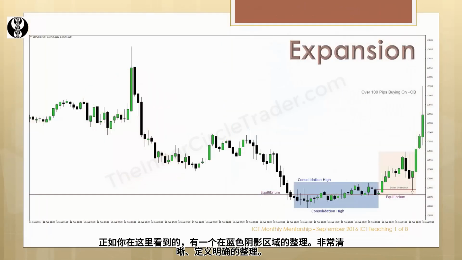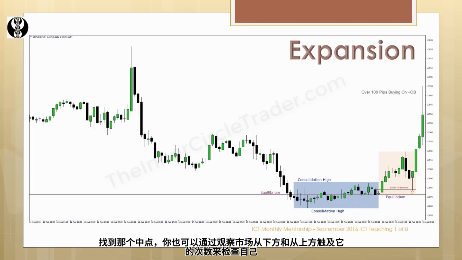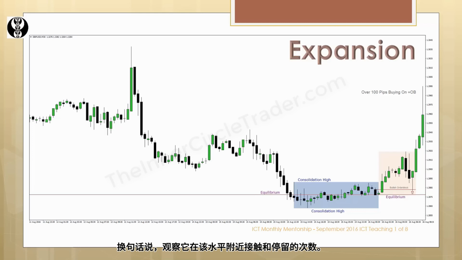As you can see here, there's a consolidation in the blue shaded area. Very clear defined consolidation. It's got a clear discernible high and low, and the equilibrium price point is directly in the middle of the high and the low end of that range. You can simply take the Fibonacci tool that you have in all your platforms, lay the fib from the high and the low in the general consolidation, find that midpoint, and you can check yourself also by looking at how many times the market touches up against it from below and from above it going down into, in other words, how many times it's touching and hanging around that level.